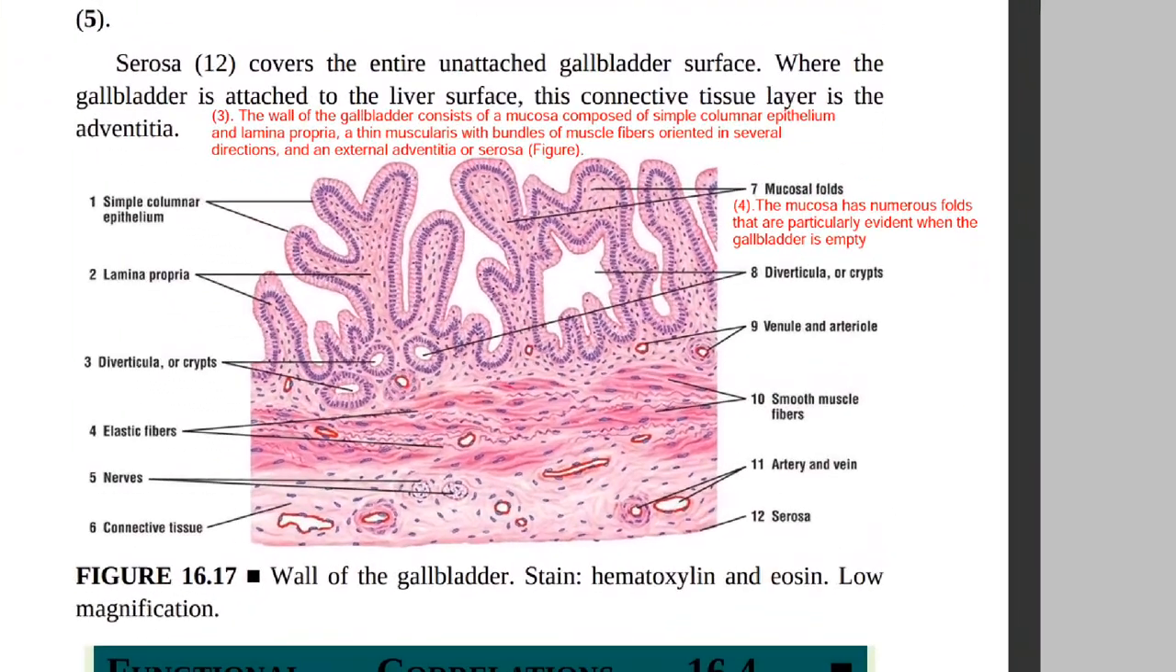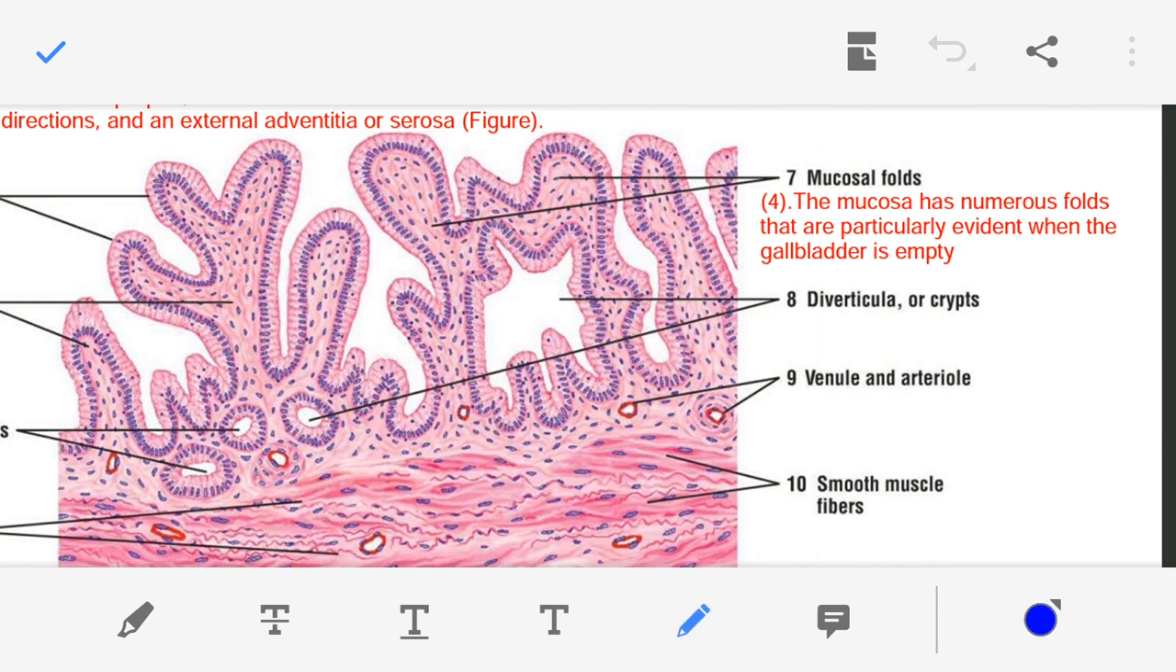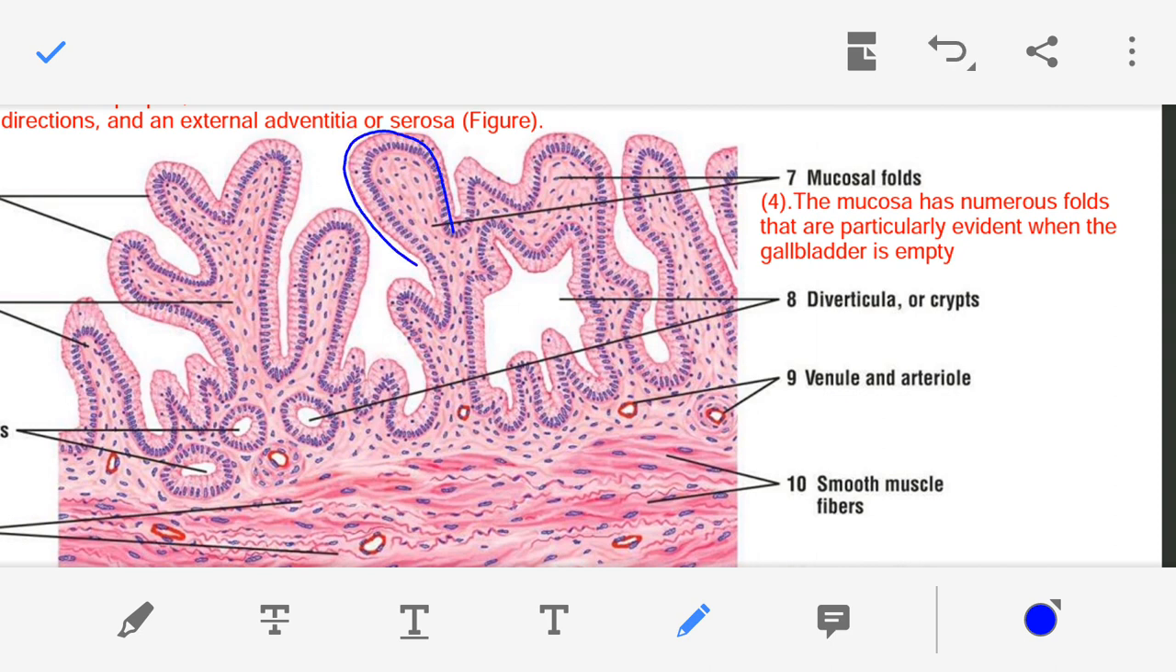Now the fourth point. Mucosa has numerous folds. The mucosa is having many folds, and the mucosal folds are particularly evident. That means the mucosal folds are clearly seen when the gallbladder is empty. So you follow these black color arrows, this arrow and this arrow. These are the mucosal folds. For example, this one is a mucosal fold, and these all are mucosal folds, clearly seen when the gallbladder is empty.